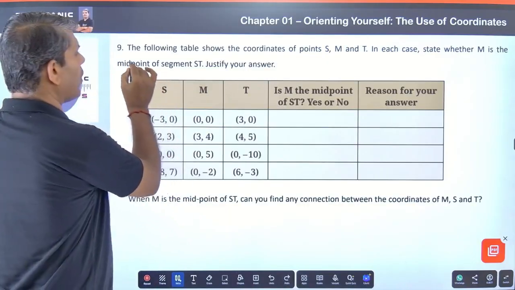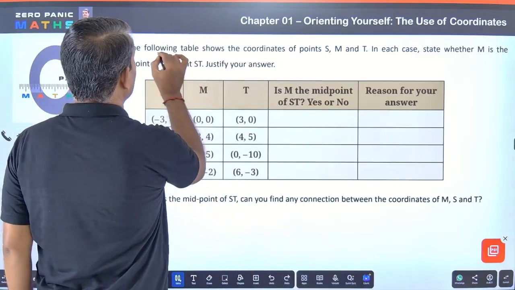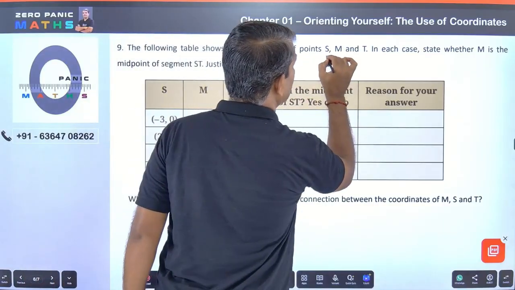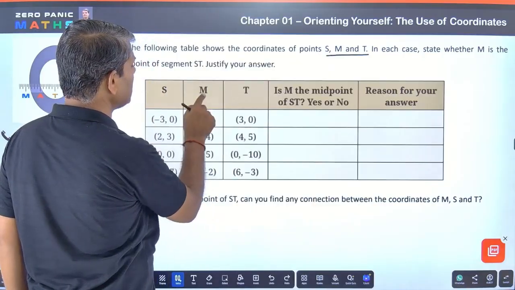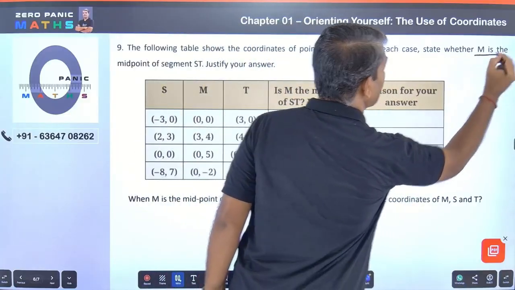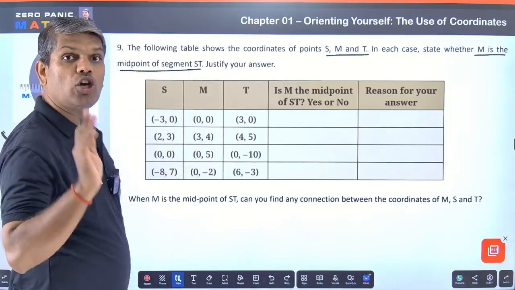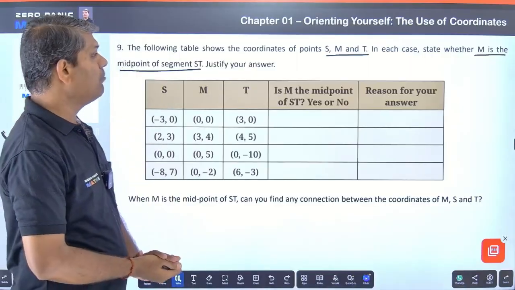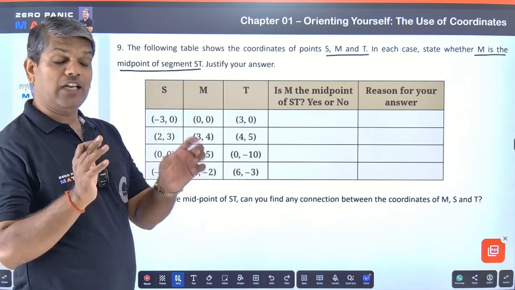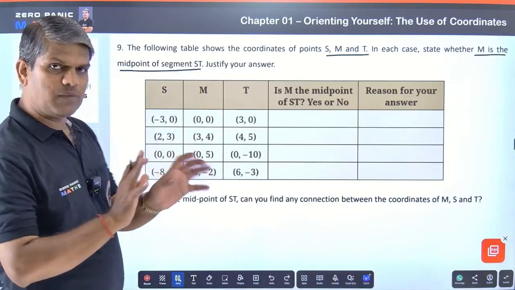Now problem number 9 is given with a table. It says the following table shows the coordinate points S, M, T. We have to find in each case whether M is the midpoint of the segment ST or not. It is based on the midpoint formula. I don't remember whether you have studied this midpoint formula to find the midpoint of a line segment. Now I will simply explain it.